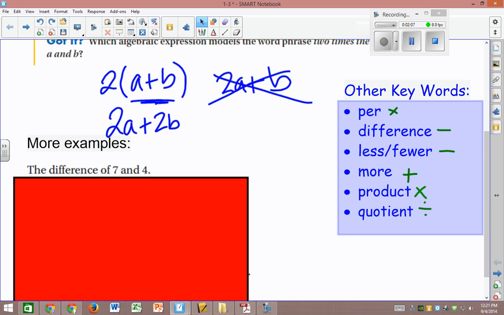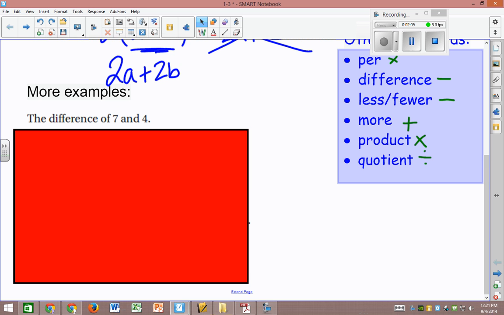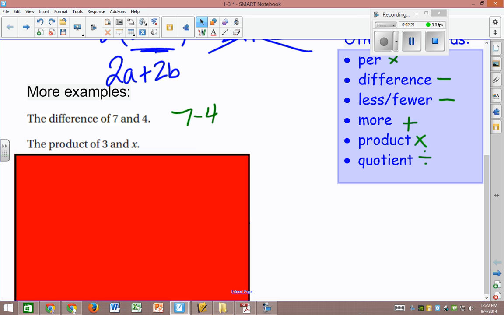Let's do a couple more. Difference of 7 and 4. Difference is subtract. Is it 4 minus 7? No. 7 minus 4, because that's the way they're saying it. So the order matters. The order does matter, yep.